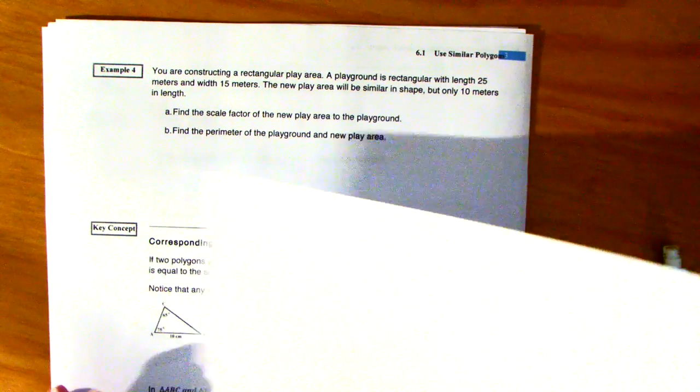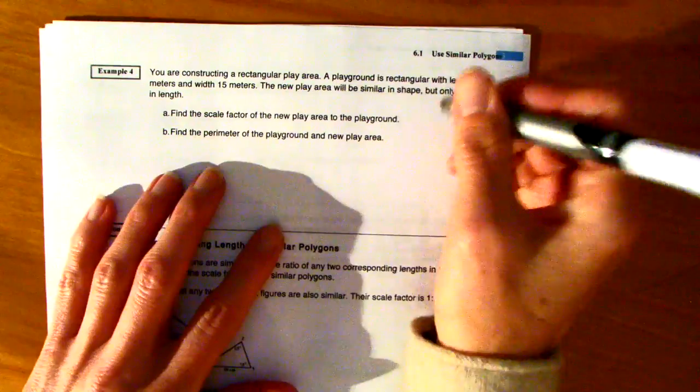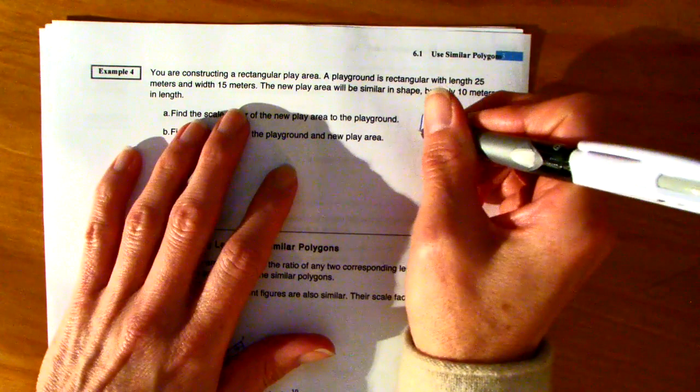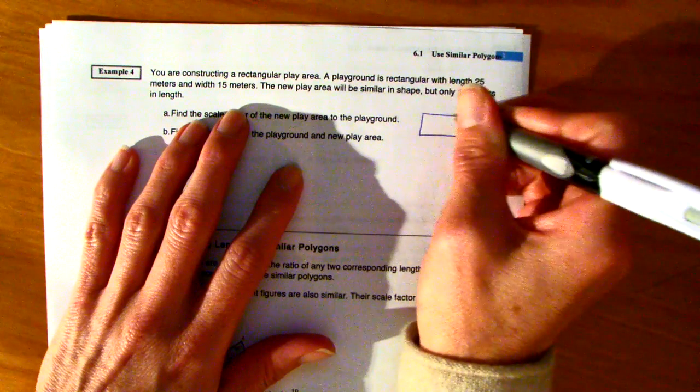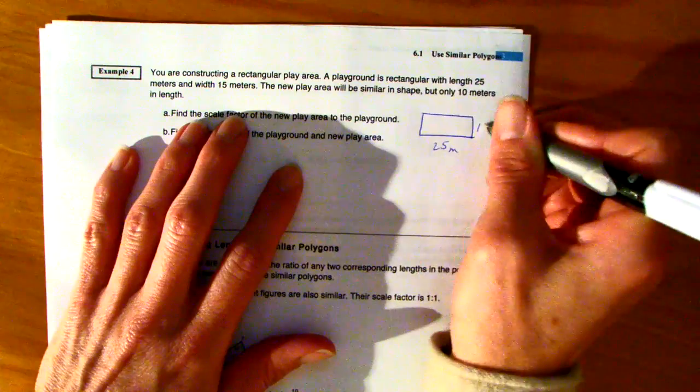You are constructing a playground area. Get rid of that extra sheet of paper, I don't need it anymore. Okay, so a playground is rectangular with a length of 25, width of 15. So 25 meters by 15 meters.